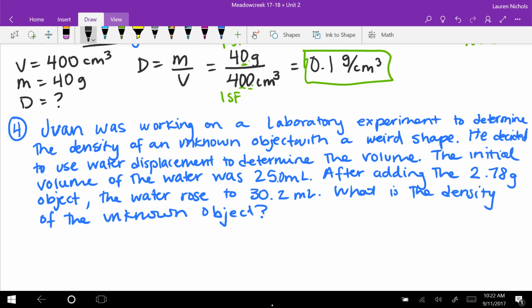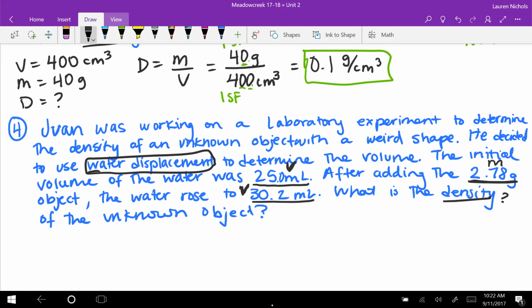Okay, so now I'm going to look at my numbers and see what I have. So I have 25.0 milliliters. Milliliters tells me that I have a volume. After adding the 2.78 grams, grams is always mass, the water rose to 30.2 milliliters. I have a second volume. Okay, what is the density of the unknown object? Density is my question mark. So here, they mentioned the word water displacement, and they also gave me 2 volumes.